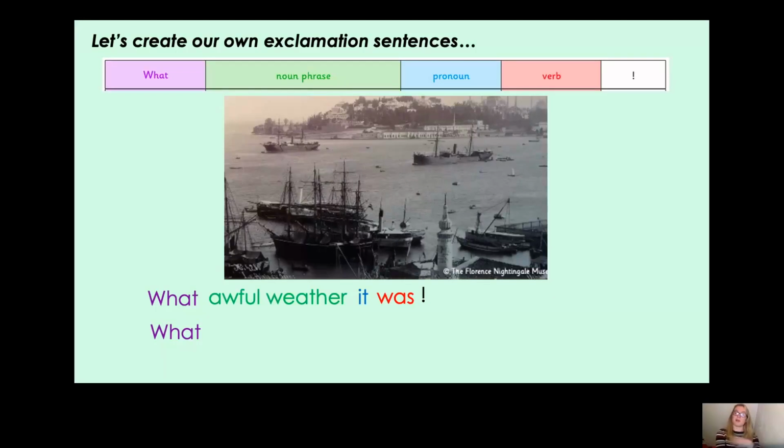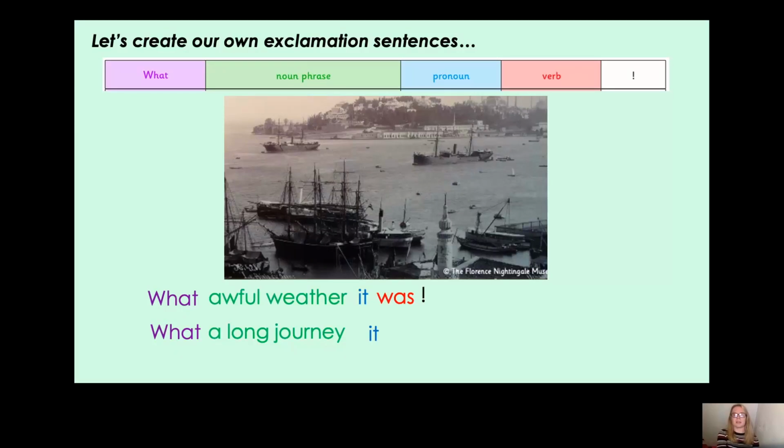So I know that the journey took 2 weeks. So therefore the journey was very long, wasn't it? So I'm going to say, what a long journey. Now again, like the weather, for my pronoun I can't say she or I or he or they because it's not a person. A journey is not a person. So therefore I need it again. Okay, what a long journey.